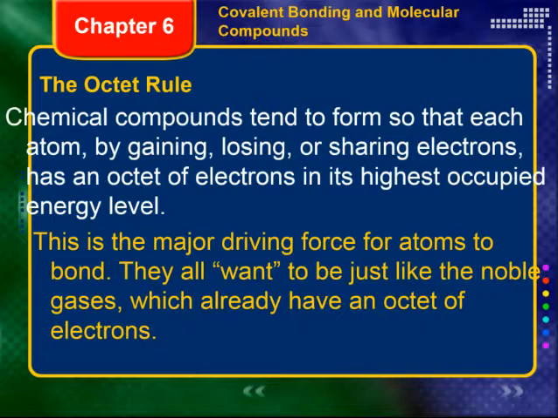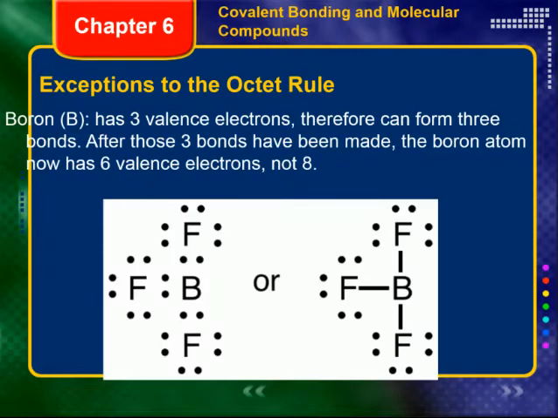They all "want", I have "want" in quotations there because they're not sentient. They don't have a personality. They're not desiring this. It's just a natural predisposition towards this. But they all want to be just like the noble gases in terms of their electron configuration, which already have an octet of electrons. Now, there are a couple of exceptions to the octet rule.